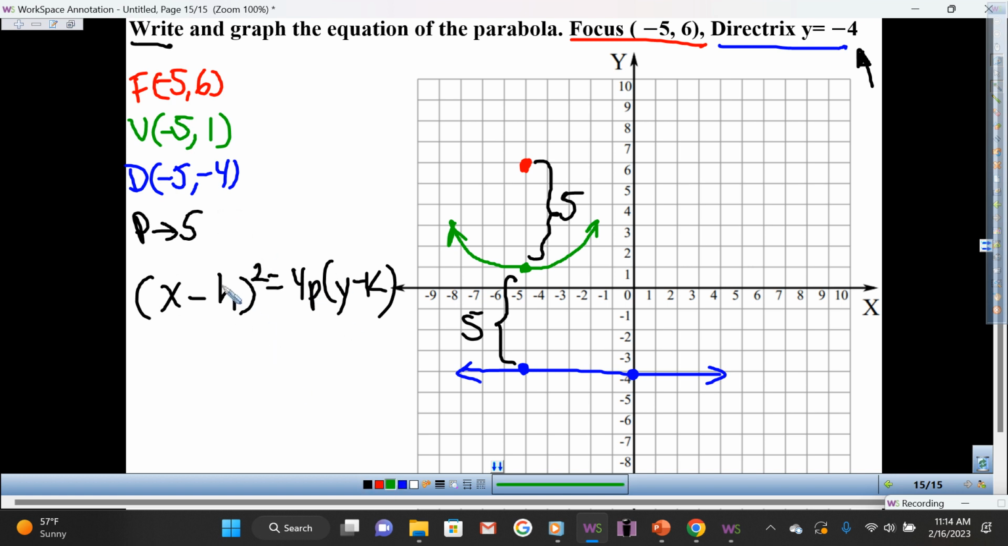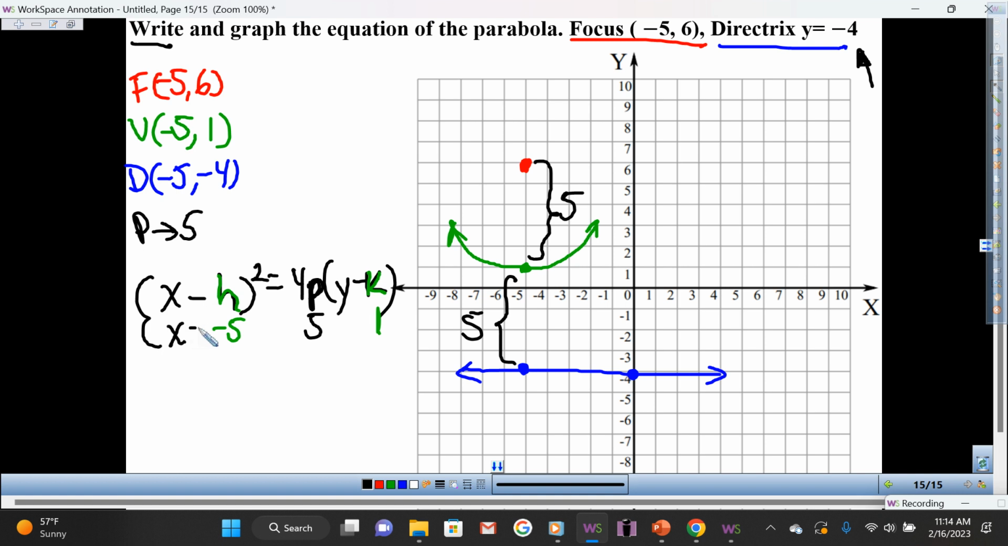We need our h, we need our k, and we need the value for p. So tell your neighbor what to substitute for h and k and p, please. So h is what, everyone? Negative 5. What is k? 1. And what is p? 5. All right, bring everything else down.